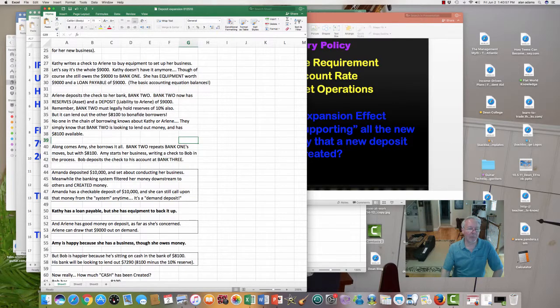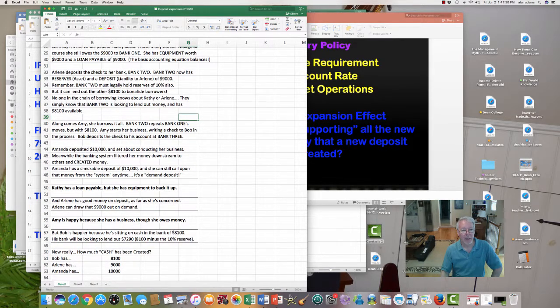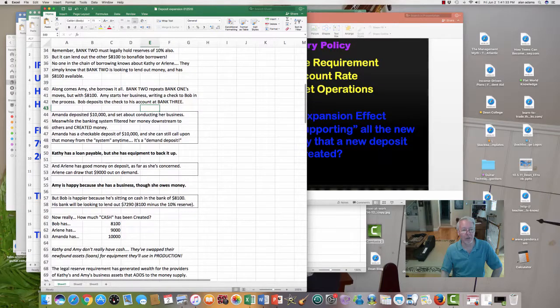Okay, now every bank, I'm making it simple, no bracketed reserve requirements like page 52. Here I'm just saying, to make the math easy, let's make it a flat 10% because I'm trying to illustrate a concept here, not complicate the math. Okay, so at this point, Bank 2 has $8,100 available. Okay, so that's how much they can loan, and Amy comes along, she borrows all of it. Bank 2 is going to loan Amy $8,100 to start her business, and she buys equipment from Bob in order to get her business started.